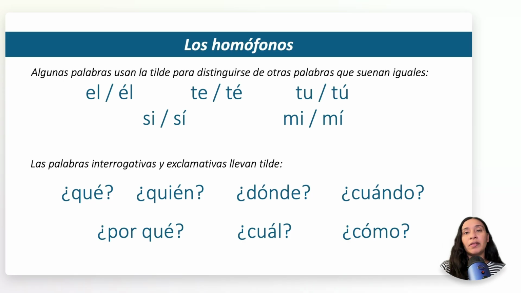So we have the word el and él. Te, tú, sí, mi. I'm just gonna say they have different meanings. Like, for example, el is the article the, but él with tilde is he. Tu is the possessive, like your phone, tu teléfono. But tú with tilde is you.